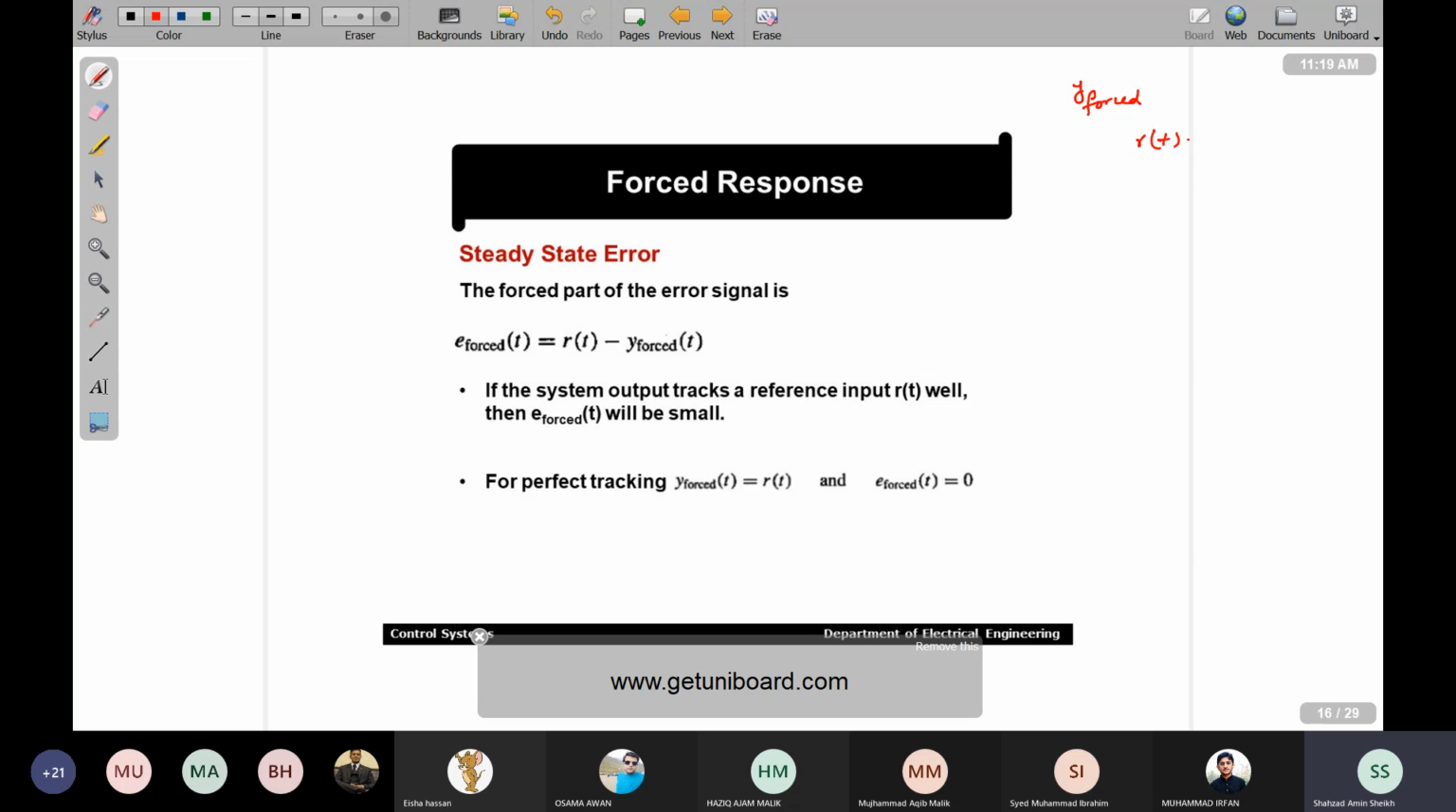So the steady state error क्या है हमारी? Steady state error हमारी ये होगी कि of course natural component जो error का है, the force component error का है, that is equal to RFT minus y forced. और ideally हम क्या चाहते हैं? हम चाहते हैं कि y forced that should be equal to RFT. So steady state में आपके पास क्या होना चाहिए? Perfect tracking के वक्त हमारा जो E forced of t है that should be equal to 0.